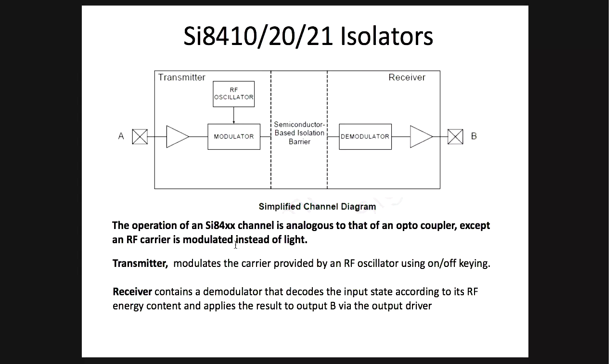It is like an optocoupler, except an RF carrier is modulated instead of light. The transmitter modulates the carrier provided by an RF oscillator using on-off keying. The receiver contains a demodulator that decodes the input state according to its RF energy content and applies the result to output B via an output driver. I will show you the diagram.